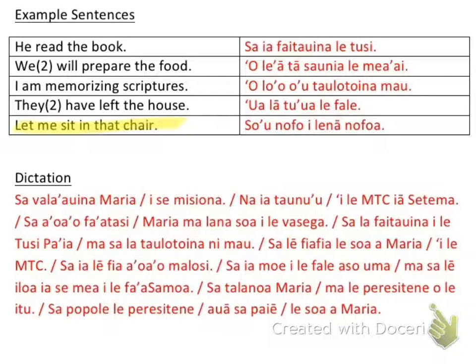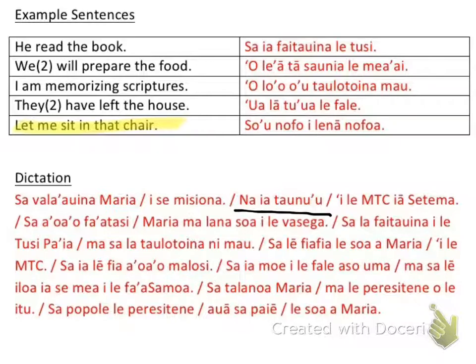So na ia tau nu'u. So na is another tense marker, and that's a past tense. And this is more, if you remember, the na is more of the determinate past. So I can actually see when this is taking place. I can visualize a specific time this is taking place. Whereas the sa is kind of, it's in the past, but it didn't really happen at a certain time and things like that. Okay, so na ia tau nu'u ile intisi ya setema.